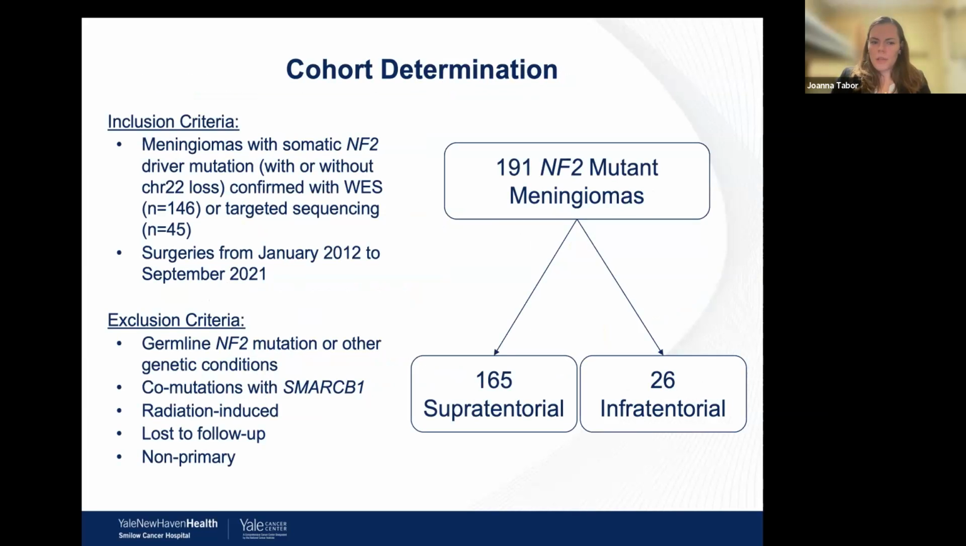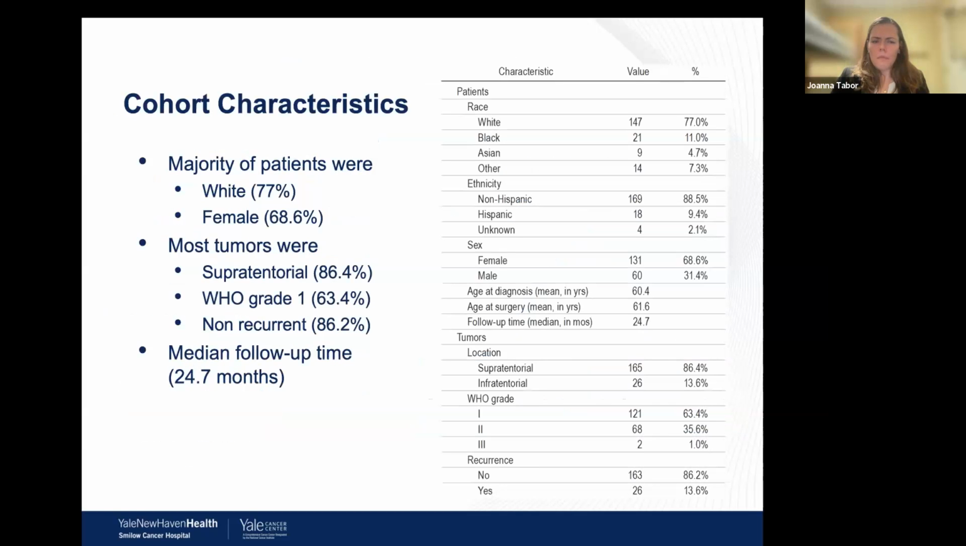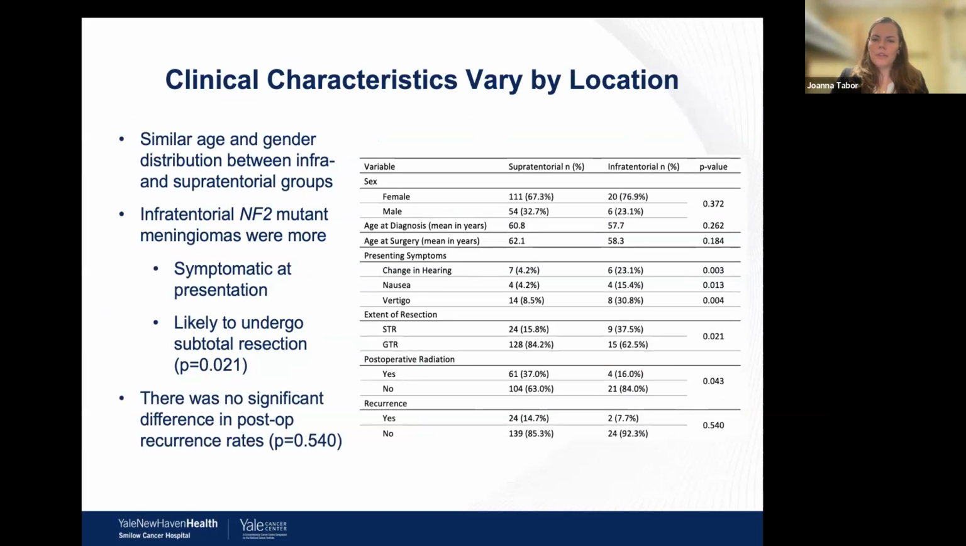We excluded those that had germline mutations, co-mutations in SMARCB1 because those are a distinct subtype, those that are radiation-induced, lost to follow-up, and non-primary. So in the end, we had 165 supratentorial meningiomas and 26 infratentorial, which really reflects the trends that we see. Our cohort generally reflected what you would expect in a meningioma cohort. So we had a majority of white patients and female patients. Most of our tumors were supratentorial and low grade and did not recur, and we had a median follow-up time of 24.7 months.